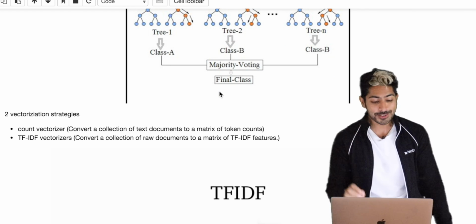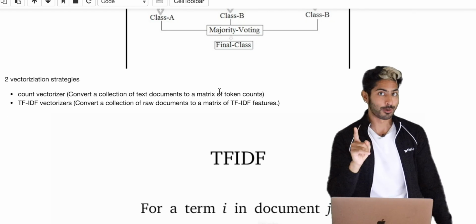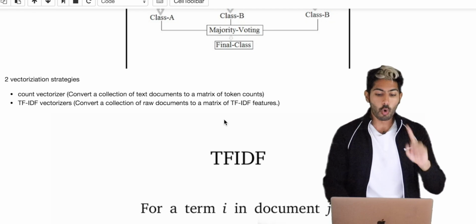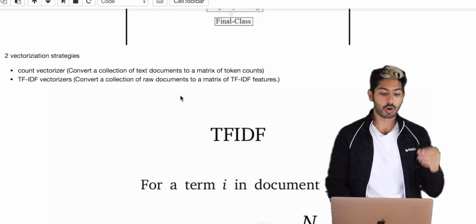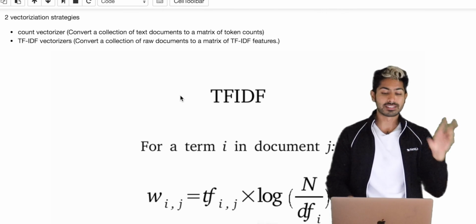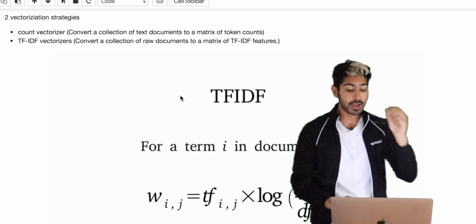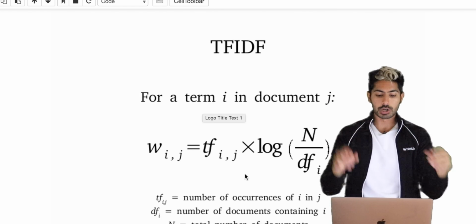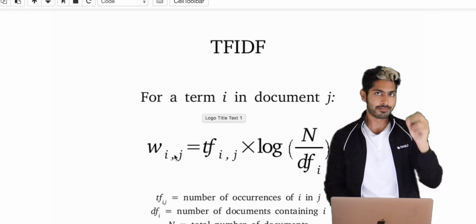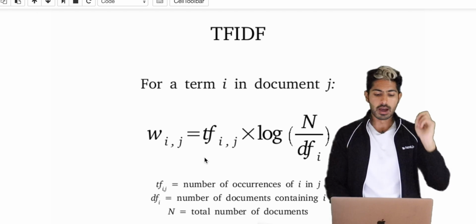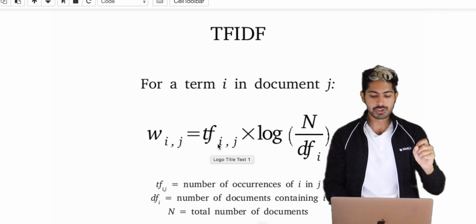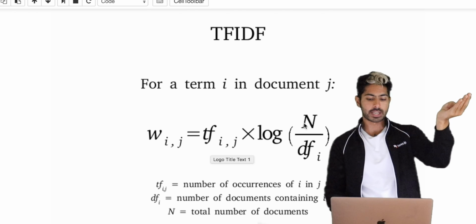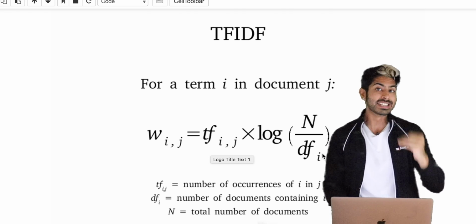And then in terms of vectorization strategies, we're going to use either the count vectorizer, which is basically a bag of words. It just counts the number of times a word appears. Or we could use a more advanced way of doing this called TF-IDF. It's a technique to score each vector, right? For a term i in a document j. So for each of the words, the TF-IDF score is the number of occurrences of i in j times the log of the total number of documents, or SMS messages in our case, over the number of documents containing i.